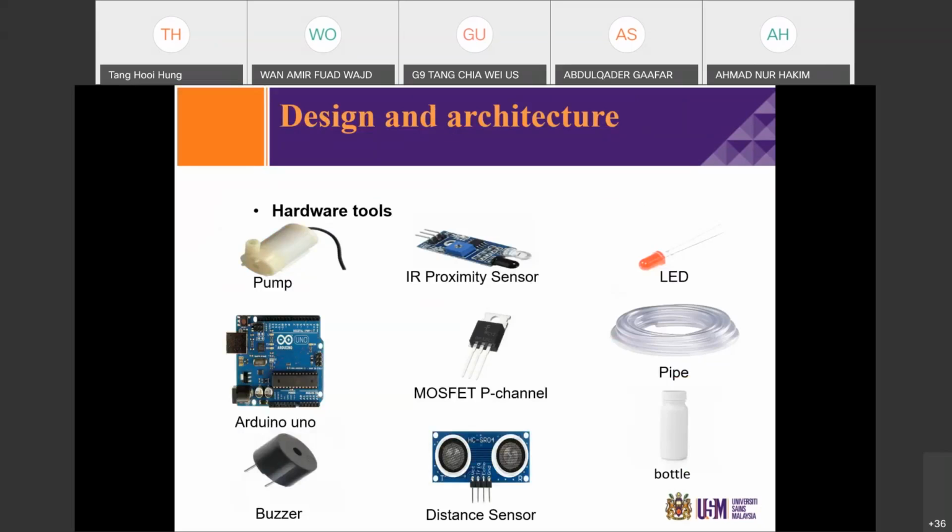Now I will describe the design architecture of our project. We can see from here there is a pump, an IR proximity sensor, LED, and the bottle and the other components that we use in our project. We use the bottle to keep the sanitizer, and the pump will be inside the bottle to pump the sanitizer to the person's hand, while the IR proximity sensor will be the input for the system. It will detect the person's hand.